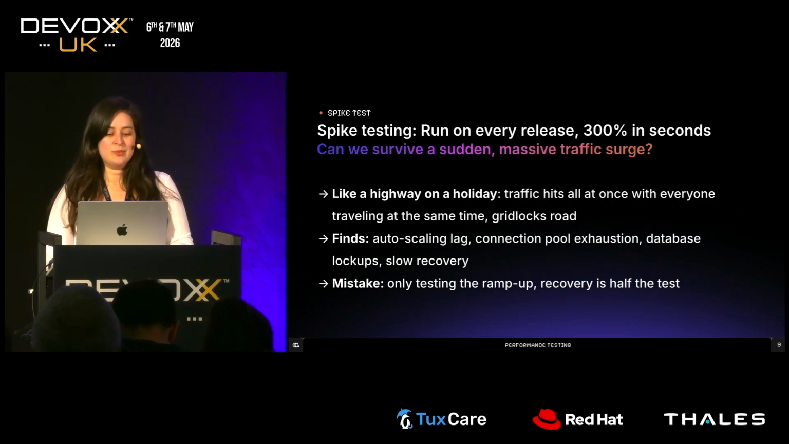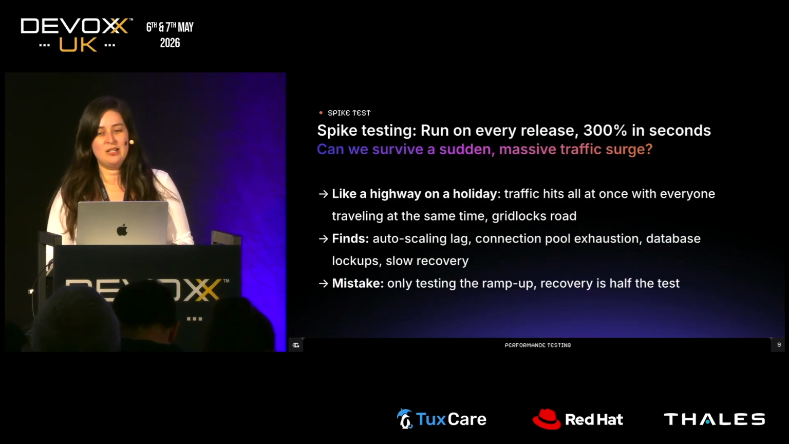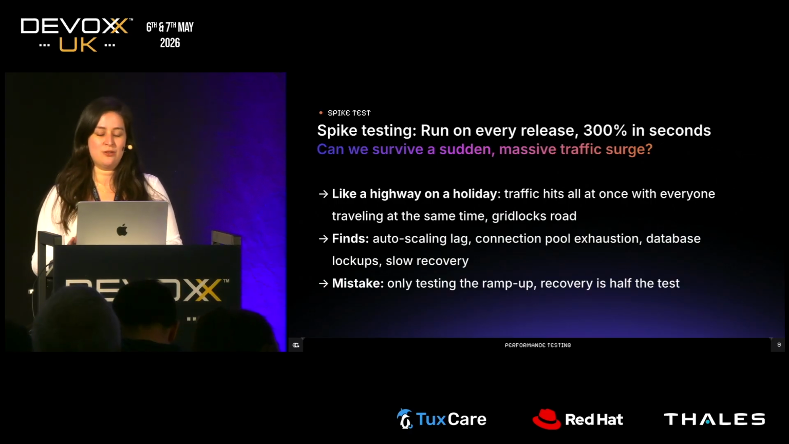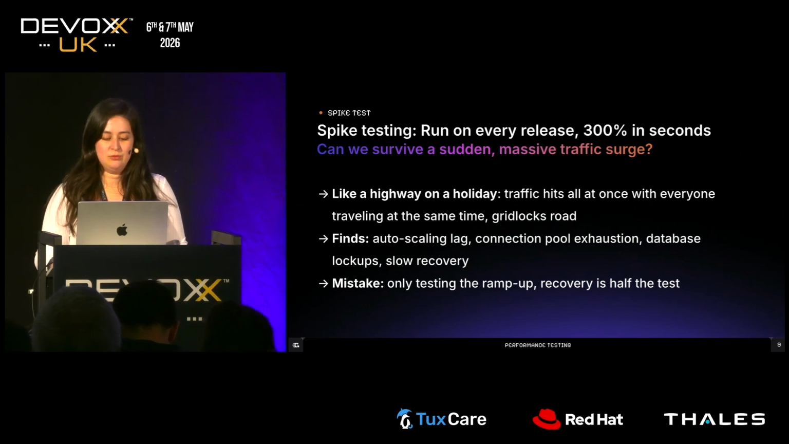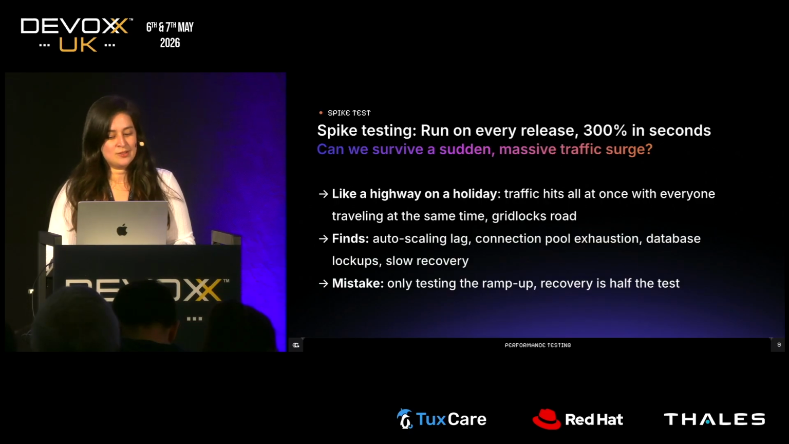The difference here from stress testing is the speed of the increase and not just the magnitude. So the system might be able to handle 300% of traffic fine if it's gradual, but what about 300% arriving in mere seconds? We often see this with e-commerce, big events, and also streaming with crazy sports and shows and things. So spike testing can help find auto-scaling lag, and if your infrastructure reacts fast enough. And we can also uncover connection pool exhaustion, database lookups, and slow recovery or cascading failures after the spike.